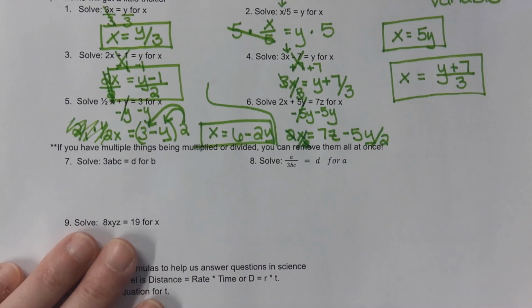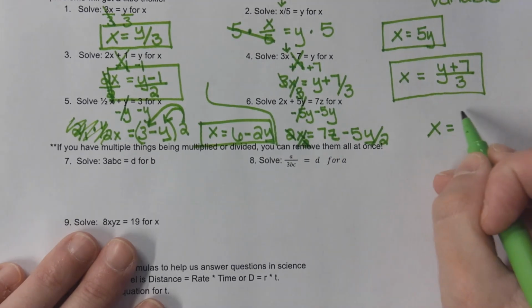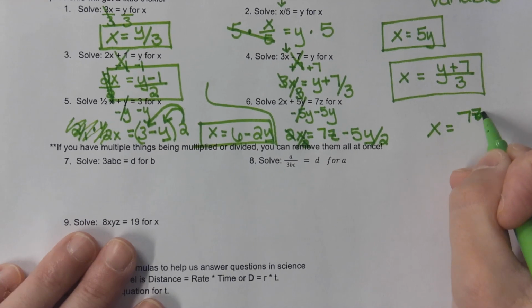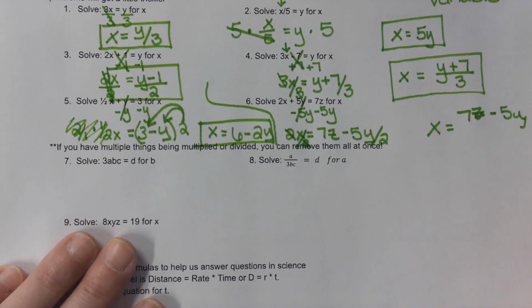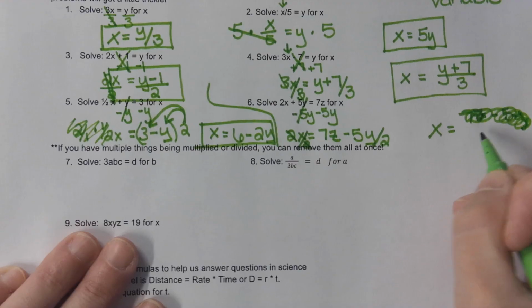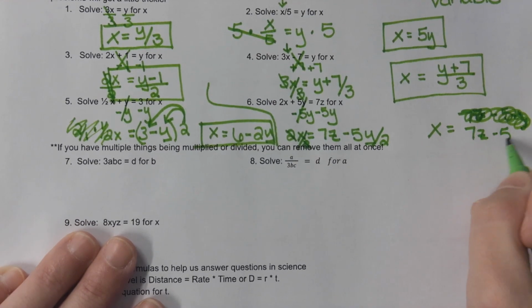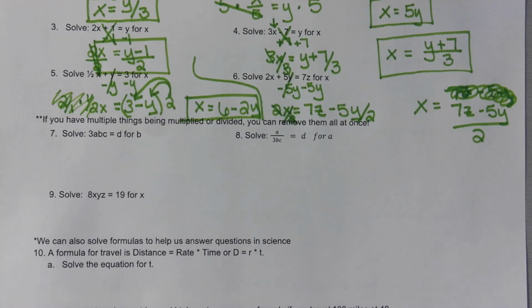My 2's cancel. x equals 7z. Sorry, that was going to be a different letter. 7z minus 5y. Oh, I don't know what happened to my y either. Okay, I'm just going to start over. 7z minus 5y over 2. That looks better.